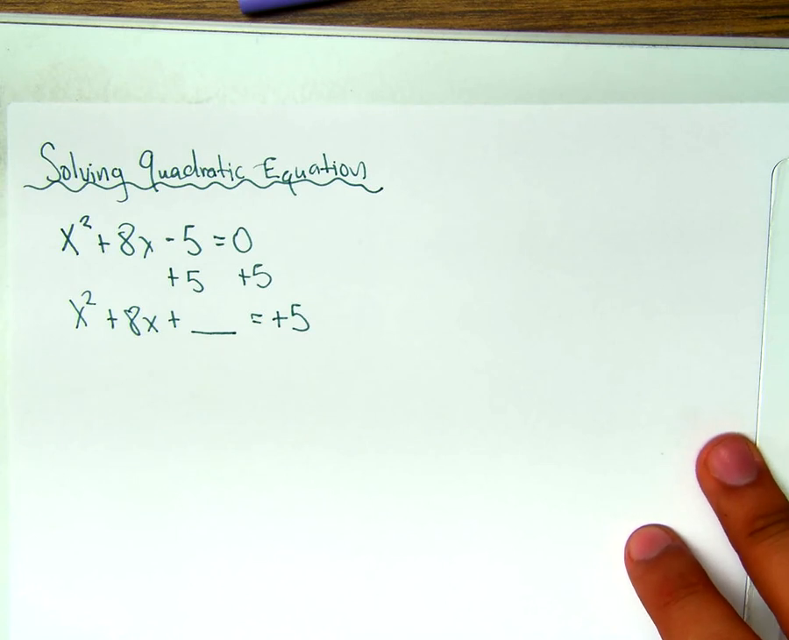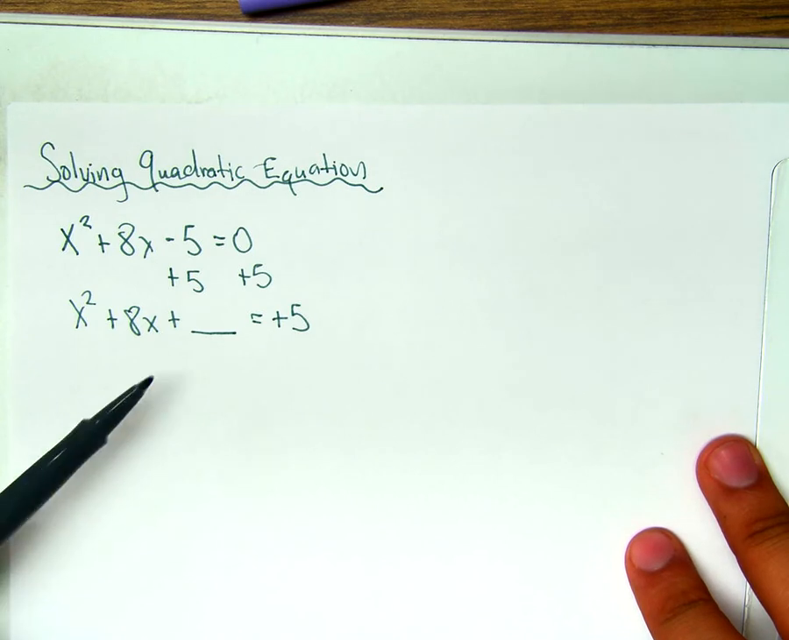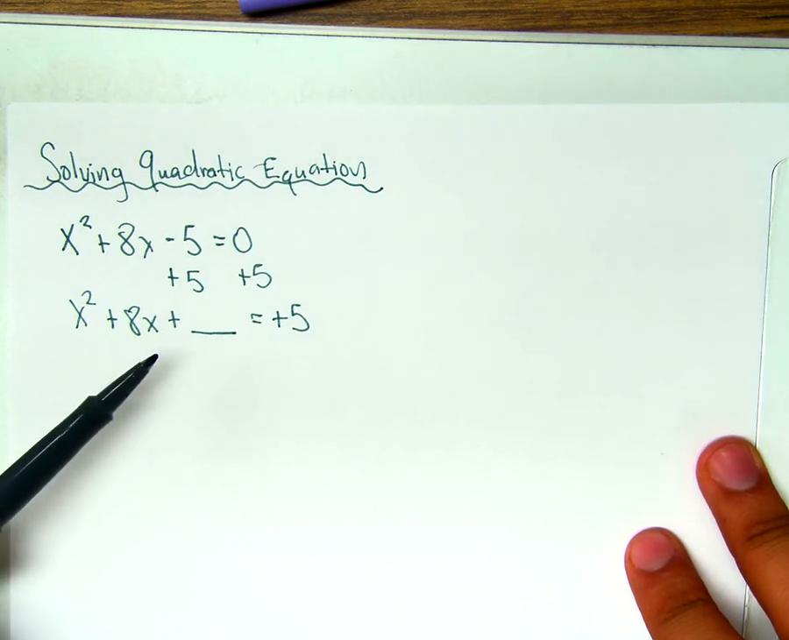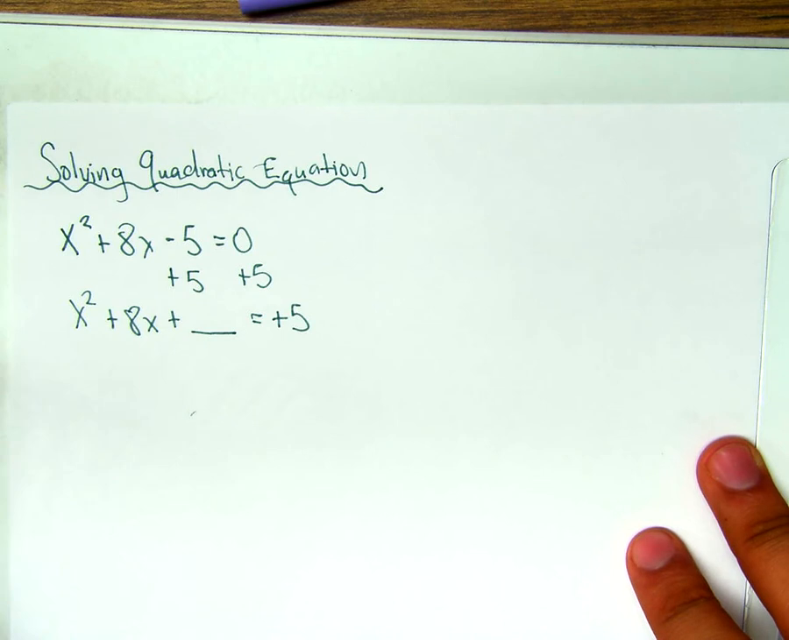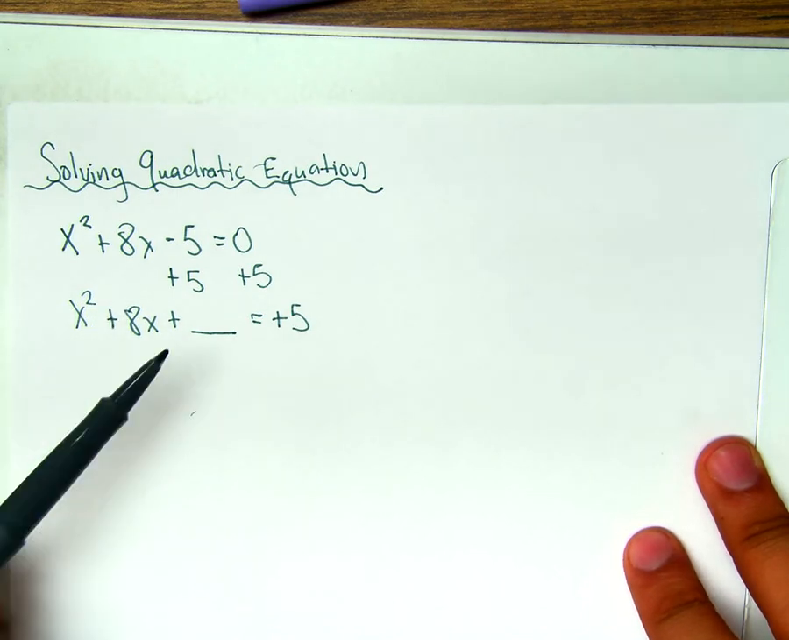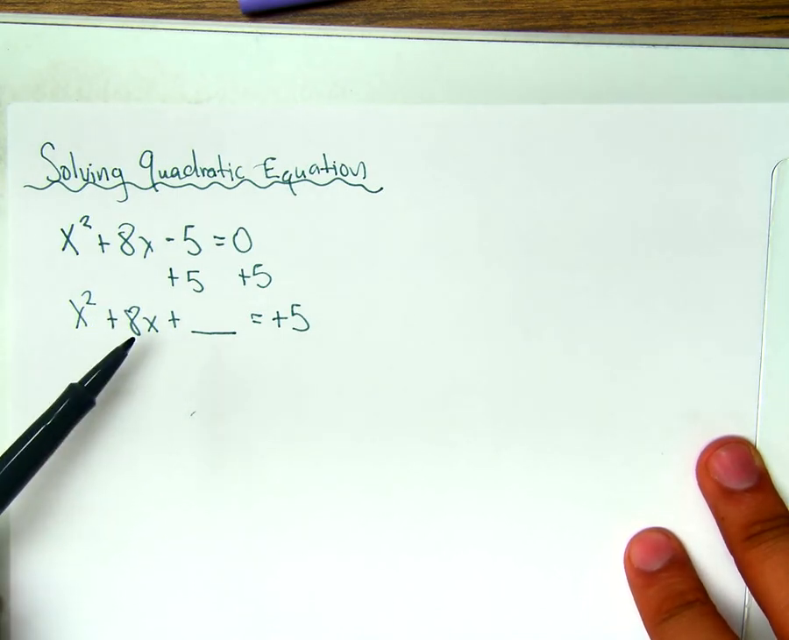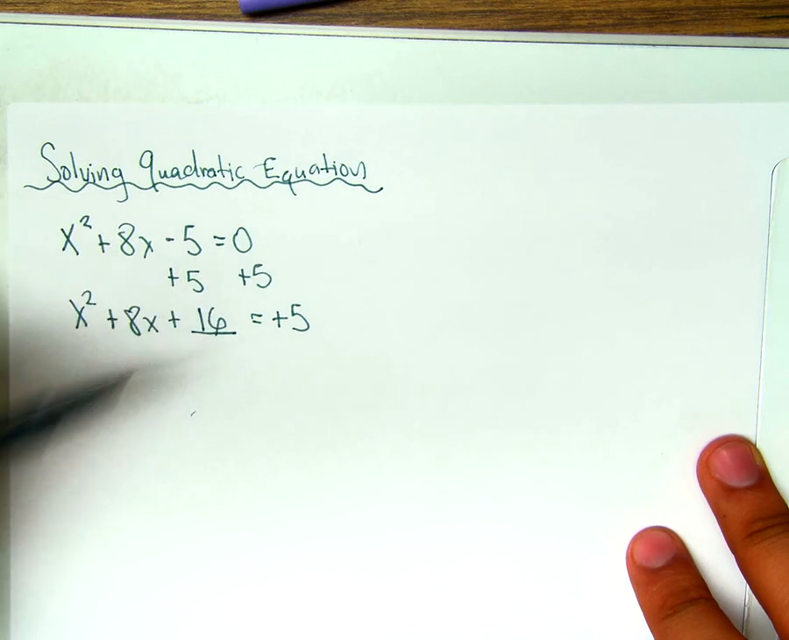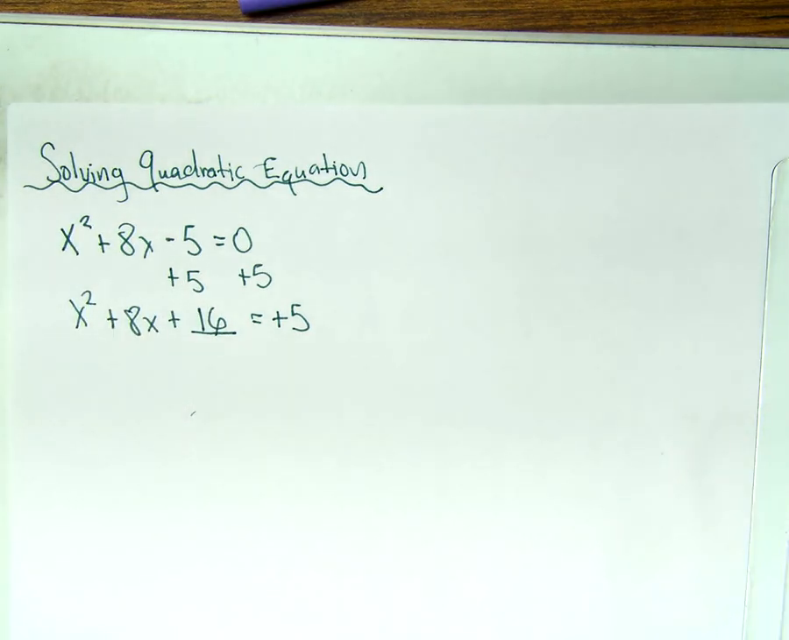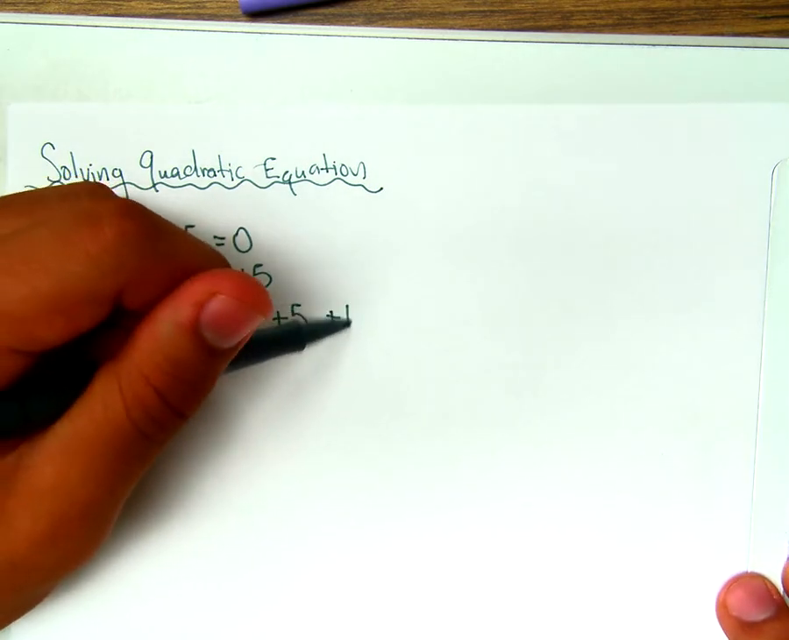So, using our prior knowledge, what we just covered, what do you think we're going to do here? We're going to put our c, yes, we're going to put 16. We're going to complete the trinomial square. So our b is 8, well b over 2 is 4, and 4 squared is 16. So that's our c. Now, what we do to one side, we have to do to the other.